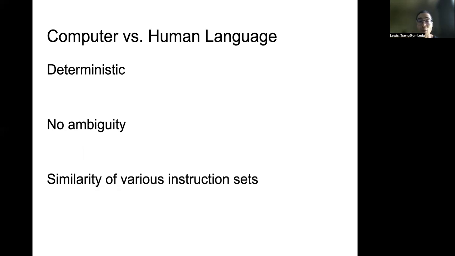In terms of the computer language, the instruction set is deterministic and there's no ambiguity, because in a sense, the way we build the computer is pretty dumb. If you made it ambiguous, some instruction may have two different meanings, then the computer gets stuck. It will not run as expected, okay? And one major difference is that in terms of human language, there is huge variety. But in terms of instruction set, they are actually quite similar.